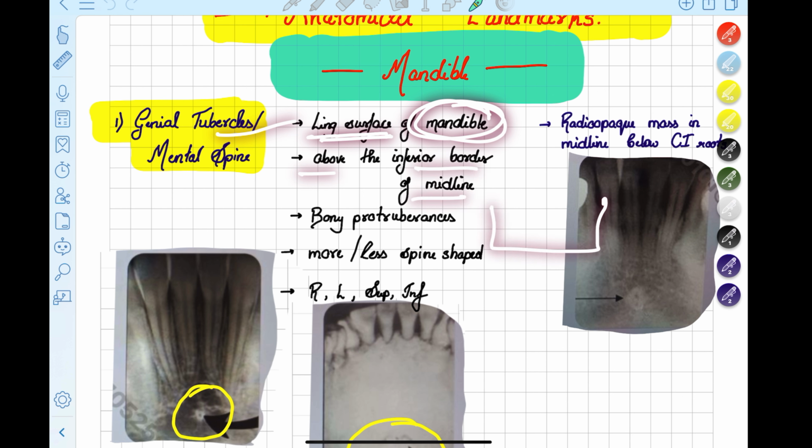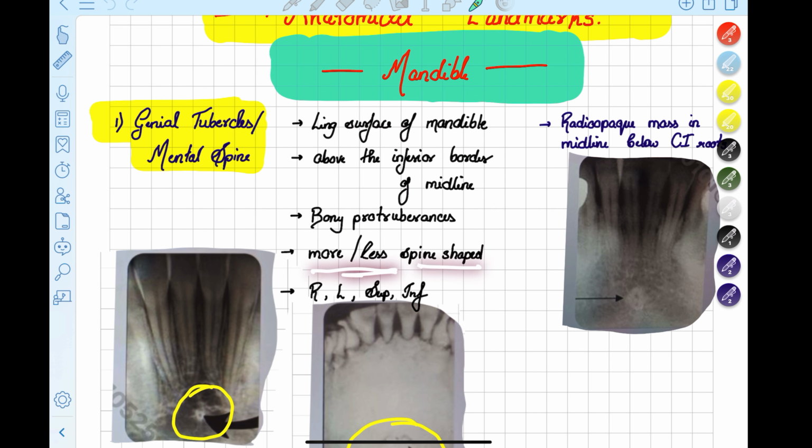This is our mandible. Imagine this is our mandible. Here, the genial tubercles are located. There are mainly four genial tubercles. They are nothing but bony protuberances. Protuberances are nothing but elevations, more or less spine shaped. They are right, left, superior, inferior. So, right superior, left superior, right inferior, left inferior.